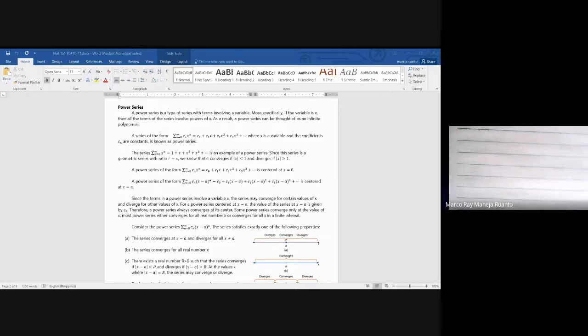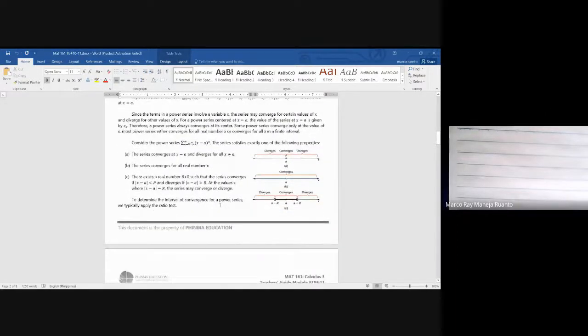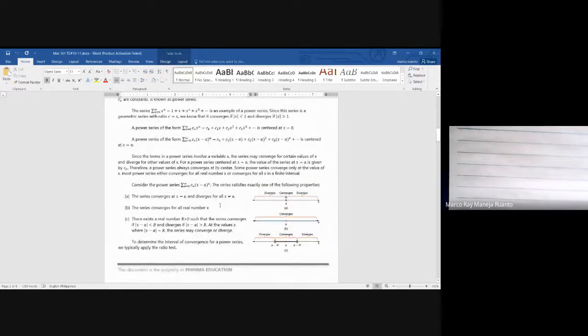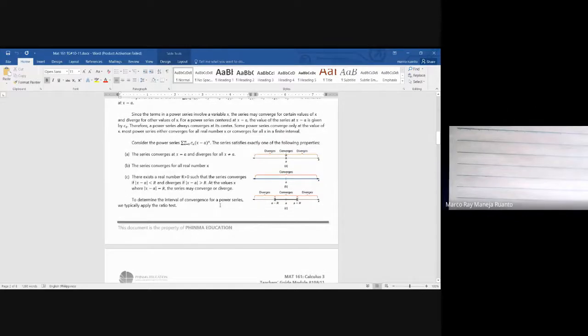So I will just emphasize some points in the power series. What is important in the power series is what we call the interval of convergence. What is important here in the first lesson is that you are going to identify the interval of convergence and the radius of convergence, those two.